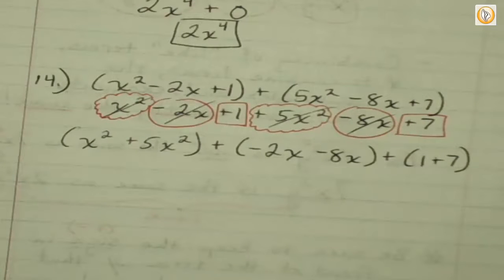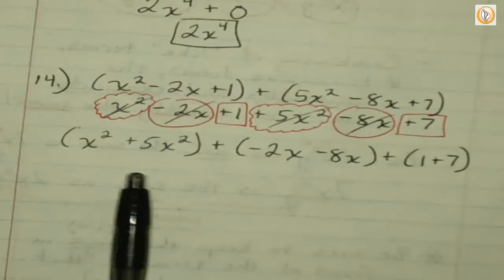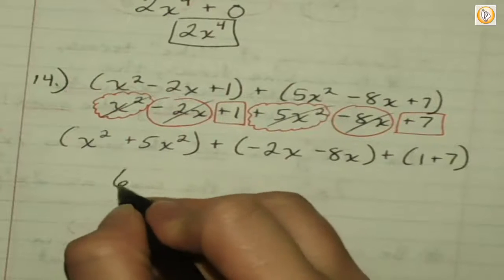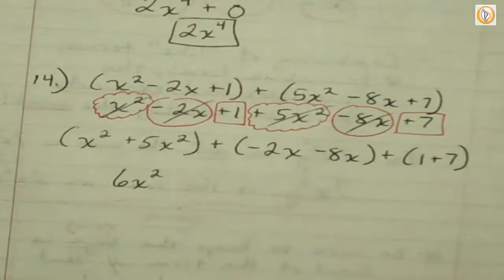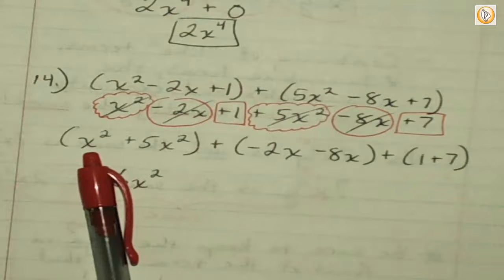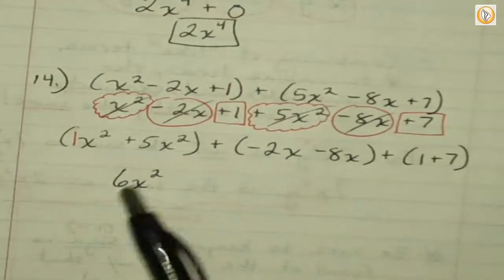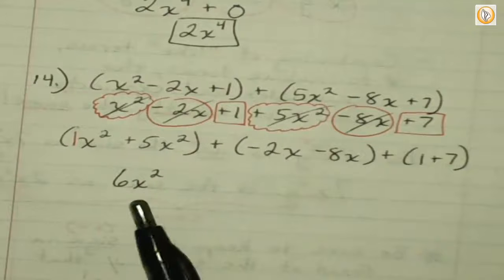Emily, once you have that written down, x squared plus 5x squared, what would that give you? 6x squared. Perfect. Remember, if there's no number right here in front of the variable, we pretend there's a 1. Good job, she's correct. 6x squared.